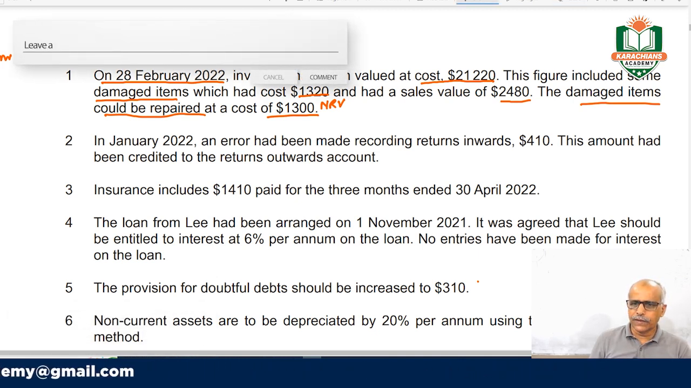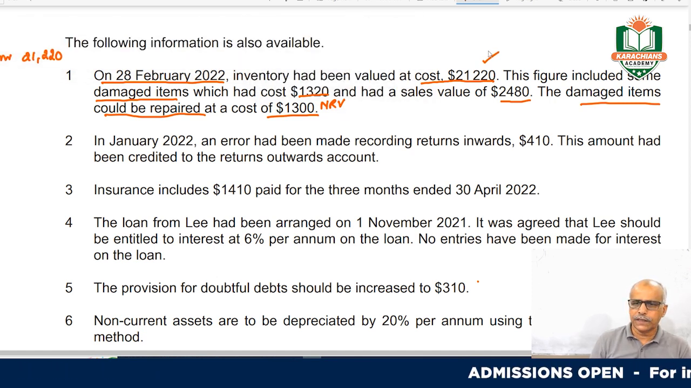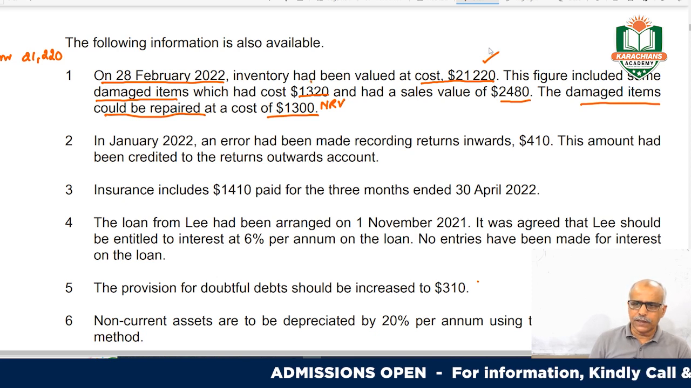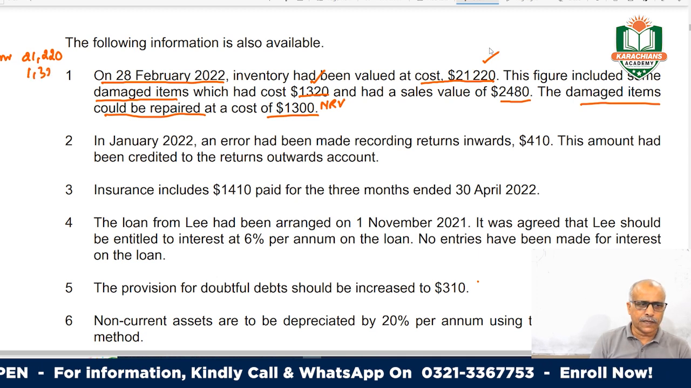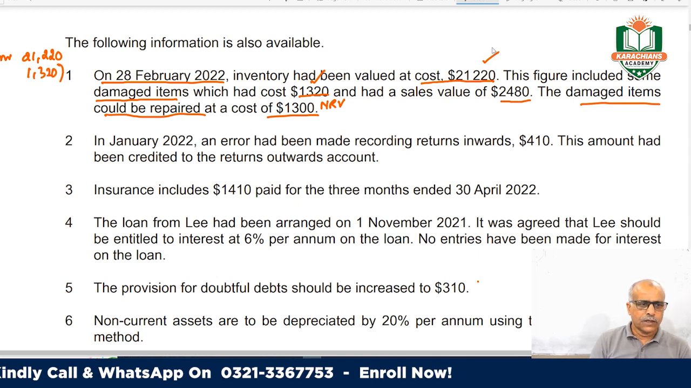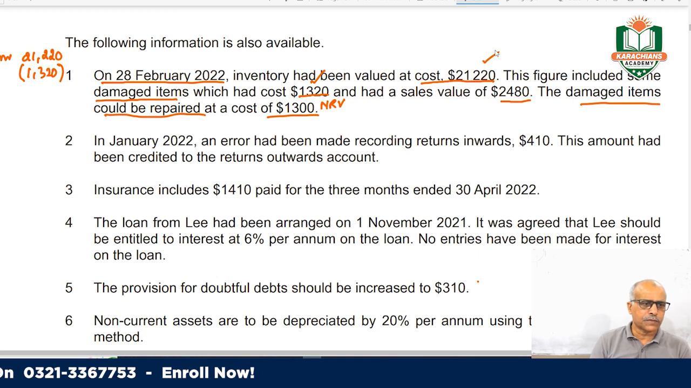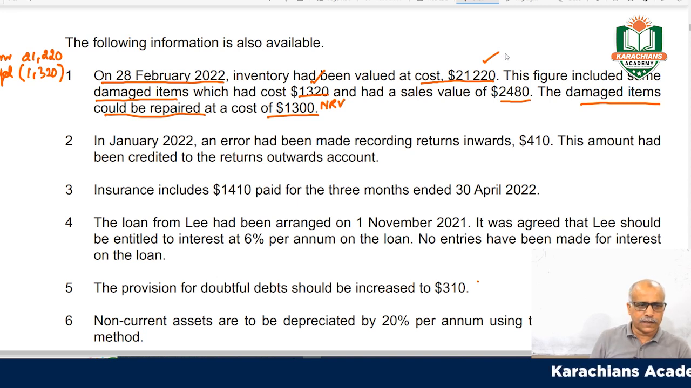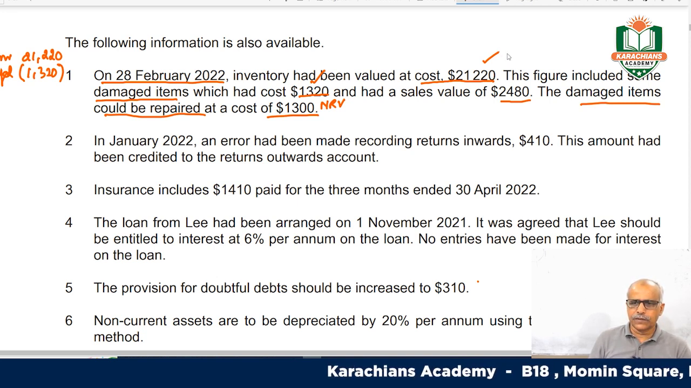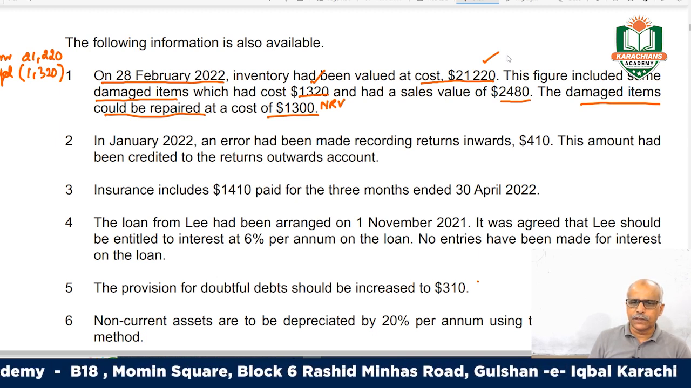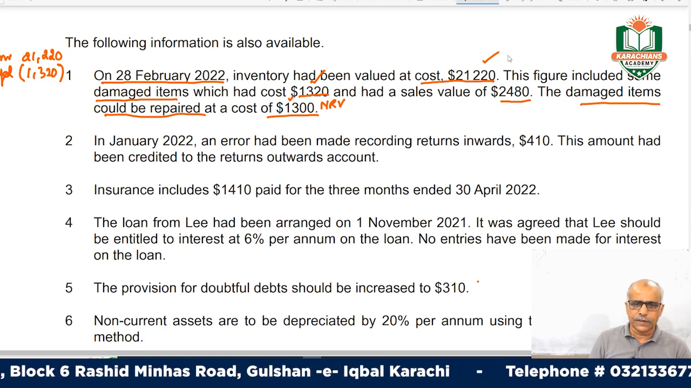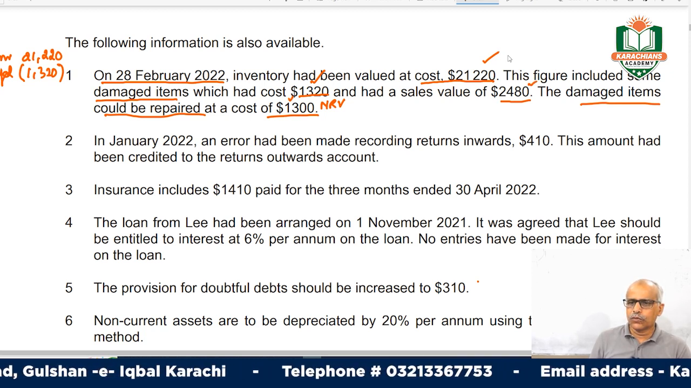So the closing inventory given is 21,220, right? This much goods have been there, and they are damaged goods. Because you have to deduct them from the inventory, they are included, so you deduct the damaged goods, right? And what he is telling you is that for these damaged goods, you have to put some cost of 1300, then they will be sold for 2480.